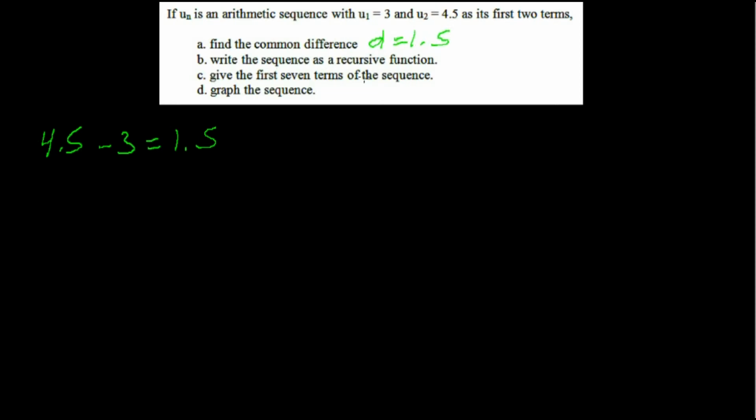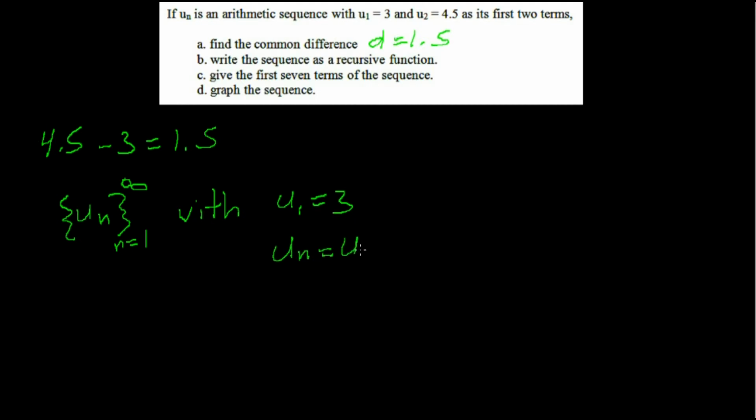Now we're going to write the sequence as a recursive function. Well, our sequence is u sub n. So as a recursive function, we're going to say u sub n from the first term all the way to infinity, with the first term being u sub 1, which is 3, and then any term in that sequence is the preceding term plus that common difference. And this is for all values of n greater than or equal to 2. Now we're going to give the first 7 terms of the sequence.